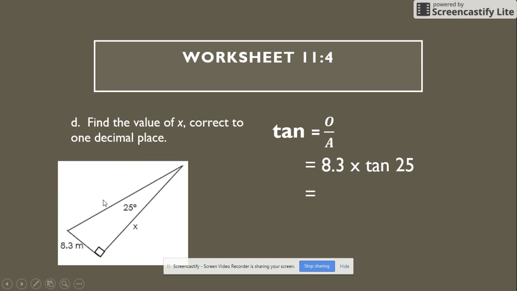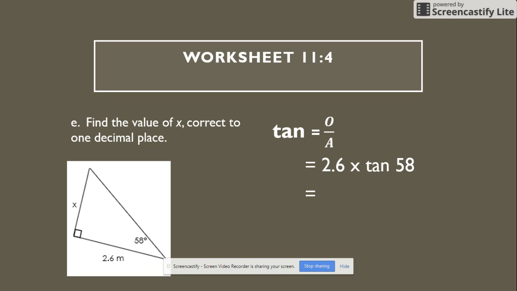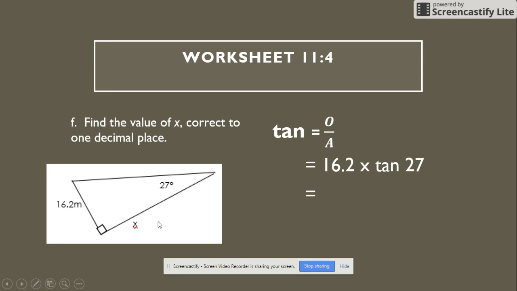All right, another one. Sure, you could do this one without even me telling you. So we've got our 2 areas here. We take our number 8.3 times by tan 25 because it's over here, the angle, 25. Find the value of x correct to 1 decimal place. So we take our 2.6 times by tan 58. We take the measurement we've got times by tan and the degree. Right, so let's do this one. This one is 16.2 times by tan 27.